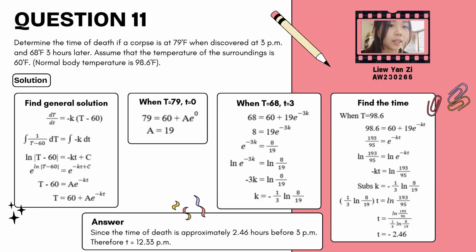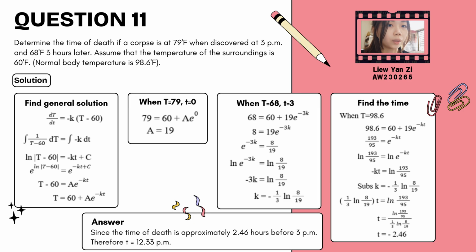Question 11. The rate of change of temperature is dT/dt equals negative k times (T minus 60). To find the general solution, then when t equals 79, T equals 0, and when t equals 68, T equals 3. To find the value of A and k.